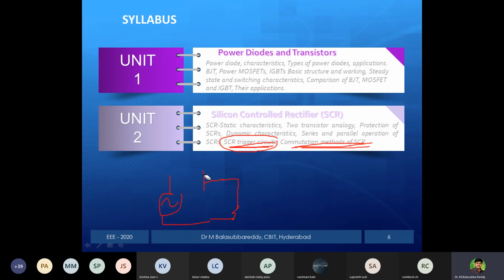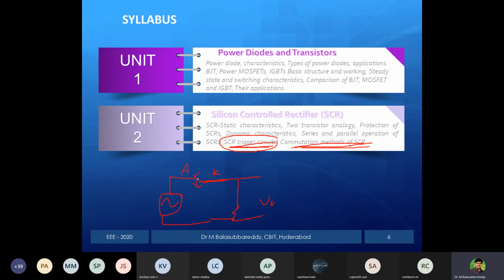Let us assume that if it is a diode, then what will happen? Whenever anode is positive, let it be a switch like this. This switch is a diode, let us assume that. This is anode, this is cathode. If anode is positive with respect to cathode, the switch will be closed directly. Once the switch is closed, your output is the same as input. This is your output.